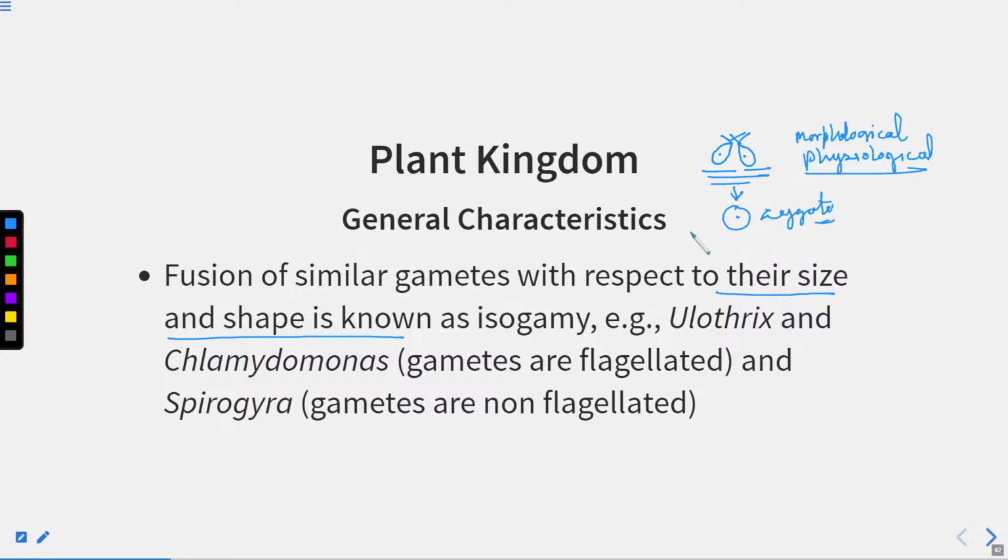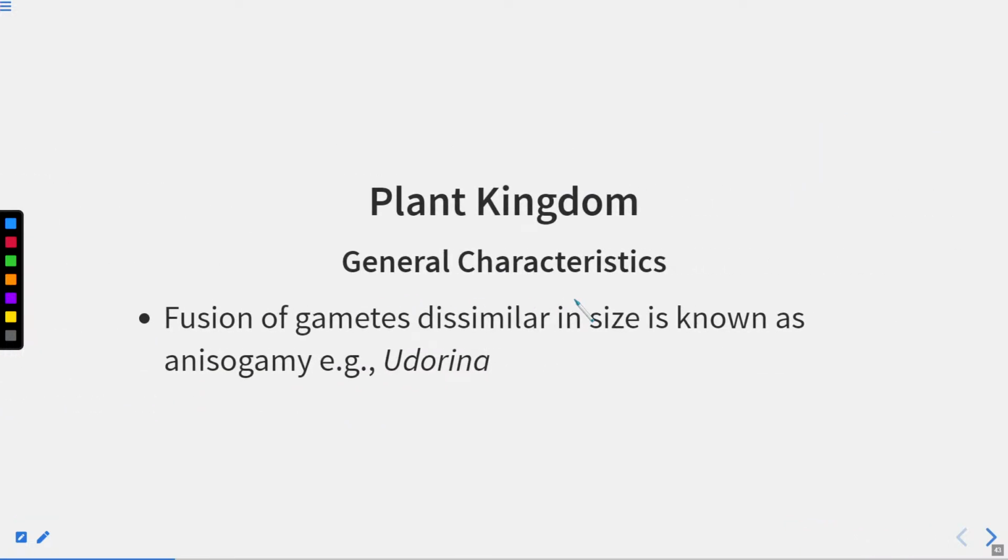Then this is called isogamy. An example is found in Ulothrix and Chlamydomonas also, right? So these are some of the examples: Ulothrix, Chlamydomonas, and Spirogyra. Physiologically and morphologically, both the gametes are similar, and that is why it is called isogamy.